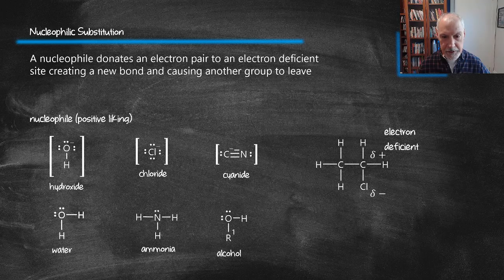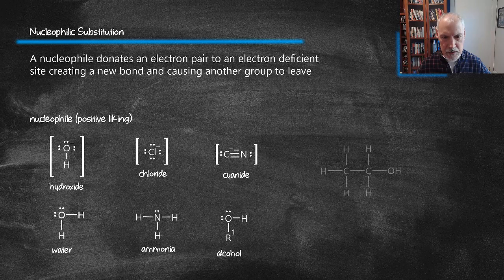So our nucleophiles are attracted to that particular carbon, the one that I've shown here with a slightly positive charge, and causing another group to leave. Well, when my OH group, which I used for the example, takes the place of the chlorine, the chlorine leaves. We call it the leaving group.